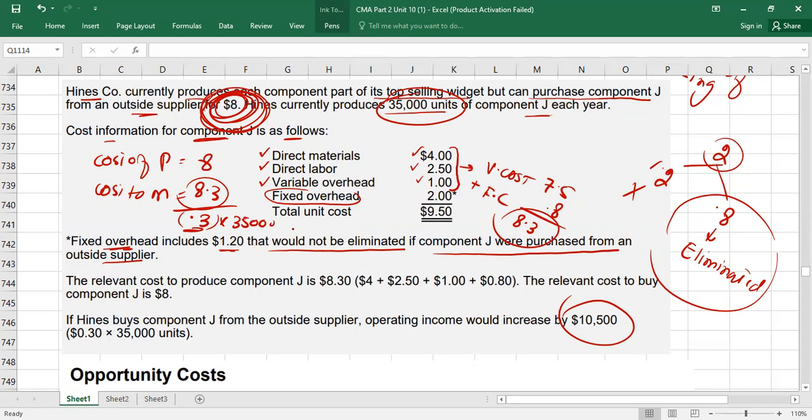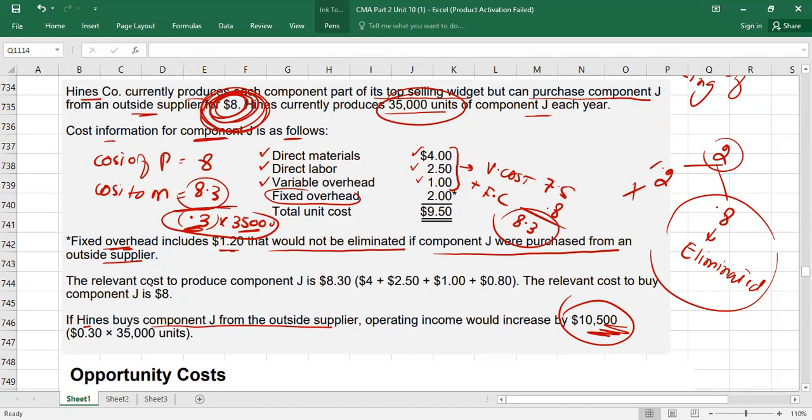This will be the loss if you manufacture the product, and this could be the saving if you buy the product from outside. Right? So this is the scenario. Please remember, this is the loss if you manufacture the product, because you are incurring extra cost of $0.3 times 35,000 units. So this much money you will lose if you make it, but you can save this much if you purchase it. So the loss to make the product is also 10,500, and if you buy it from outside, this cost can be saved. If Heinz buys component J from an outside supplier, the loss you are incurring by manufacturing the product can be saved.